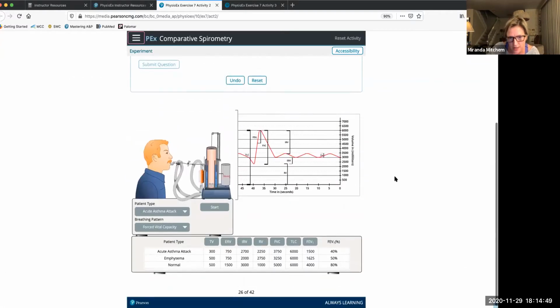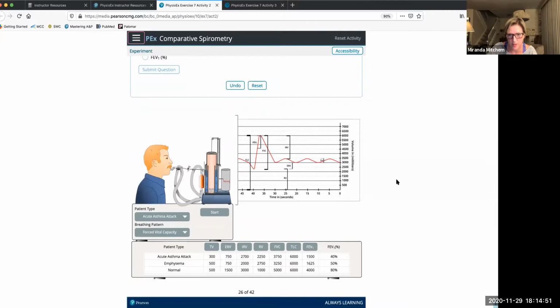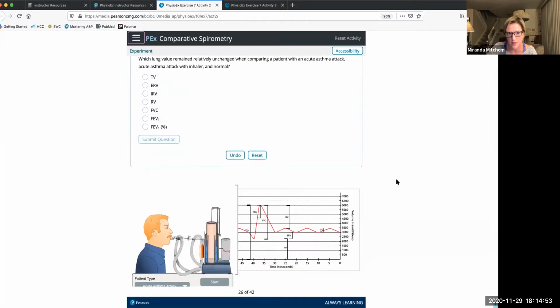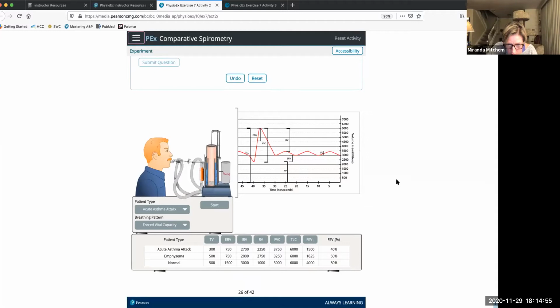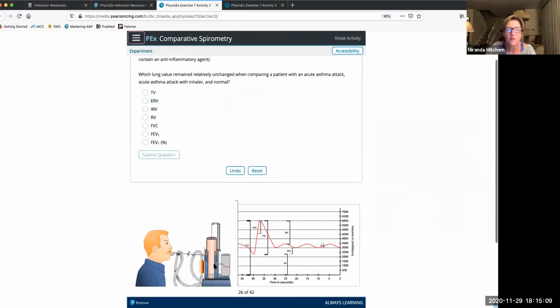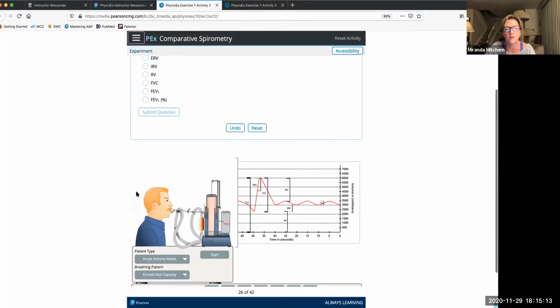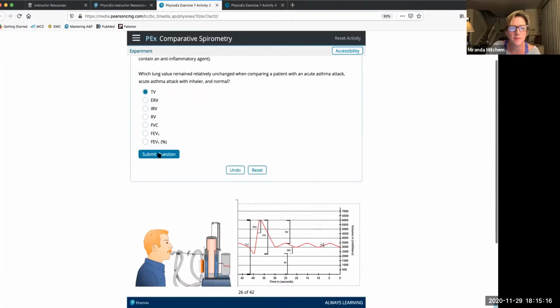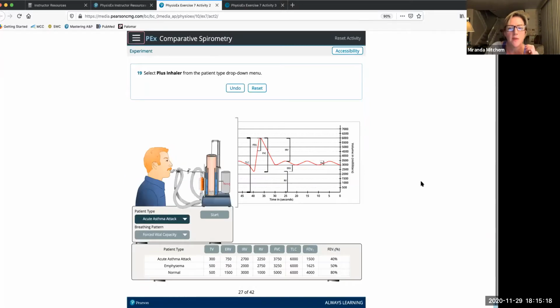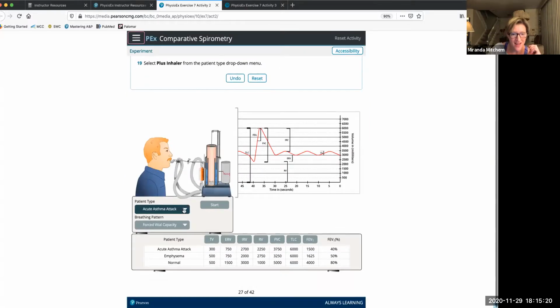This is a little tricky, so we're going to go with the inspiratory reserve went from 3,000 to 2,700. But then our tidal volume is very different too. Let's put tidal volume. I'm just curious to see what it tells me at the end. Okay, so now let's check it out.